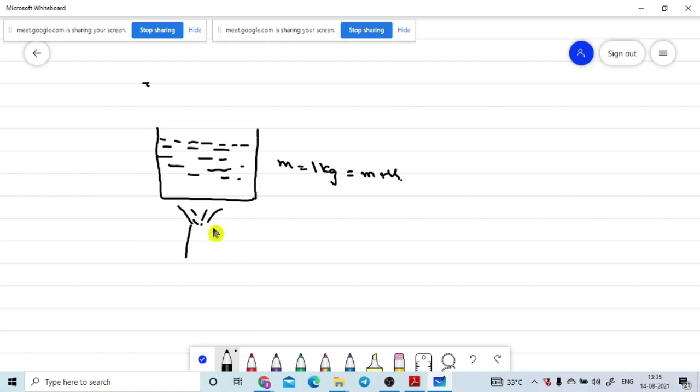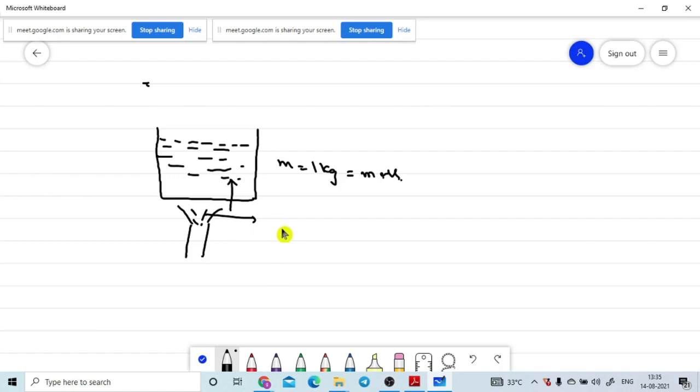Uniform heating element means the burner or any heating element produces an equal amount of energy to the vessel in an equal amount of time. That is the meaning of a uniform heating element. So now I am conducting the experiments in different manners.